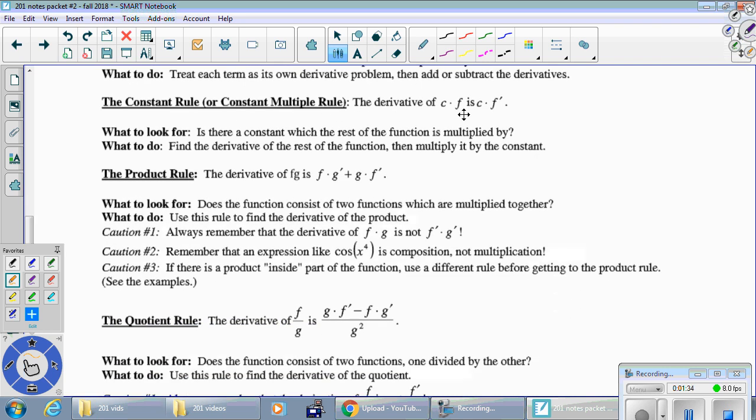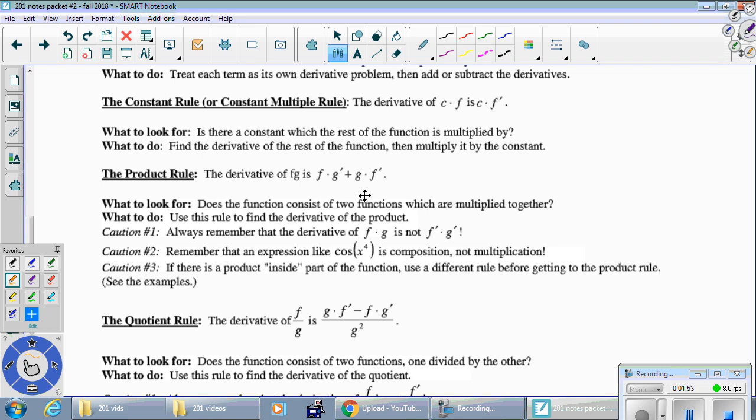Constant multiple rule. If you have a constant times a function, you can just copy that constant down and independently find the derivative of the function. You're looking for a constant by which the rest of the function is multiplied. You just find the derivative of the rest of the function and then multiply it by the constant. I copy it down first usually.